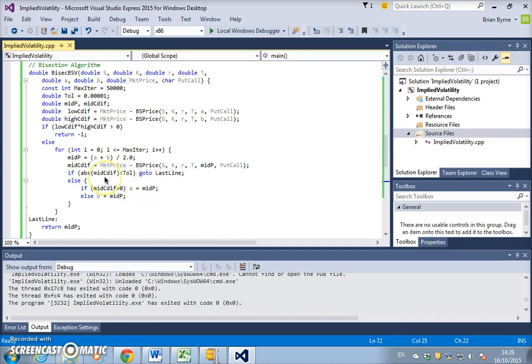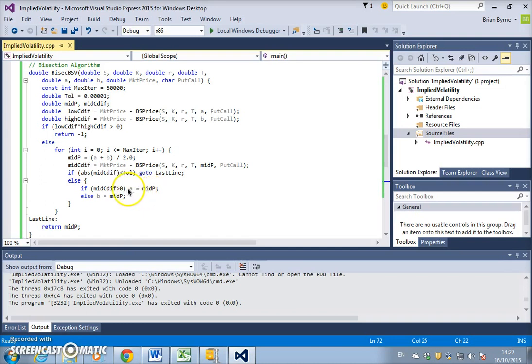So if the absolute value here of the mid C diff, remember what that is, if there's just a small difference between the price of the option, so if we took that average of 3.5 and put it in, and its value is very close to the market price, then we should go directly here and take the 3.5 or the 350% as the volatility level. If it's not, then if this value here is positive, in other words, the market price is higher than the model price, then A, the new A, in the next iteration, should rise to 3.5. It should go up.